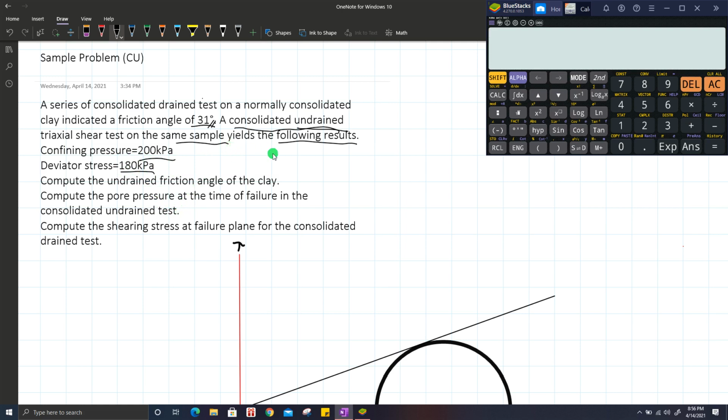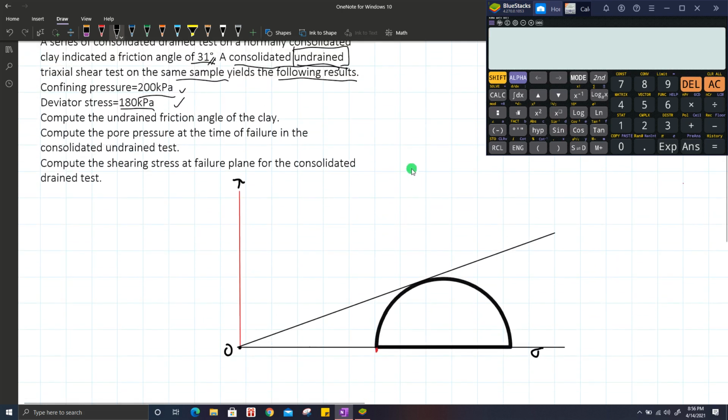So nangyari dito class ay may given tayong confining pressure and deviator stress. So itong value na to, naka-indicate to dun sa undrained condition. So kung ipa-plot natin yung mga given na confining pressure, ito yan, sigma 3, which is 200 kilopascal, and we have a deviator stress of 180 kilopascal. So kung magdodrawing na tayo, wala naman sinabi dito na may cohesion siya, so no cohesion ito.